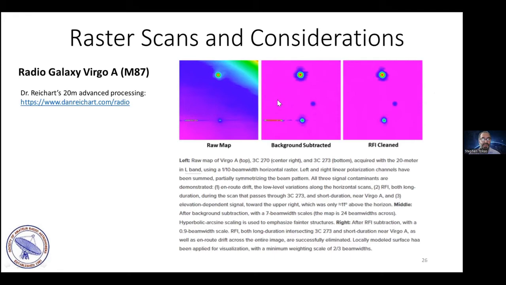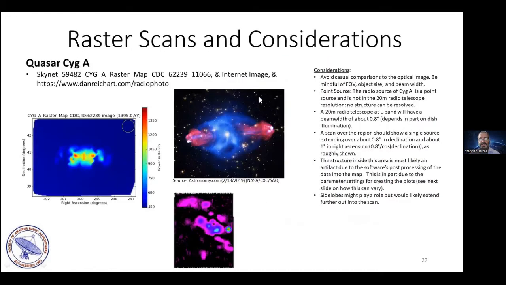Same galaxy, radio galaxy Virgo A. This is work by Dr. Reichert at a more advanced level where he cleans up some of the background and he shows you how to do that. Here's an interesting one because the radio image just happened to look like the optical image. You can see in the optical image Sig A and the two lobes coming out of it, the jets. This is a very small field of view. In the 20 meter radio telescope, you can see this is several degrees across.